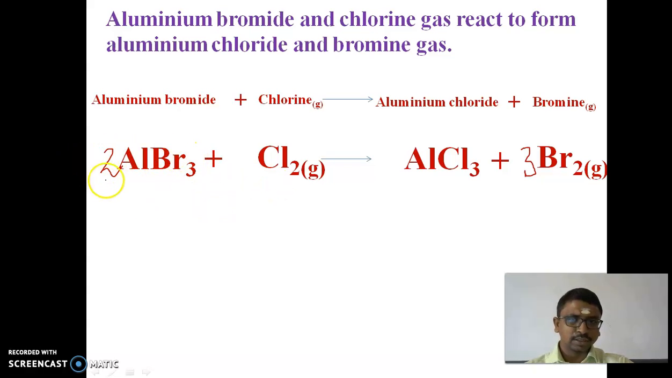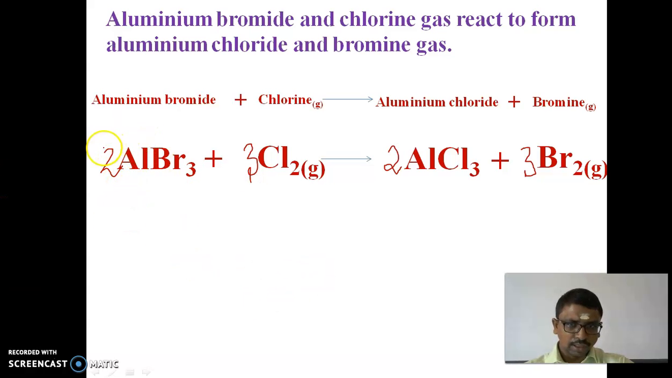And next, aluminium. Here how much will it be? 2. Here only 1. So we have to put 2 before aluminium chloride. And Cl2, chlorine gas. How many atoms here? 2. But here it will be 6. So we have to put 3 before Cl2.